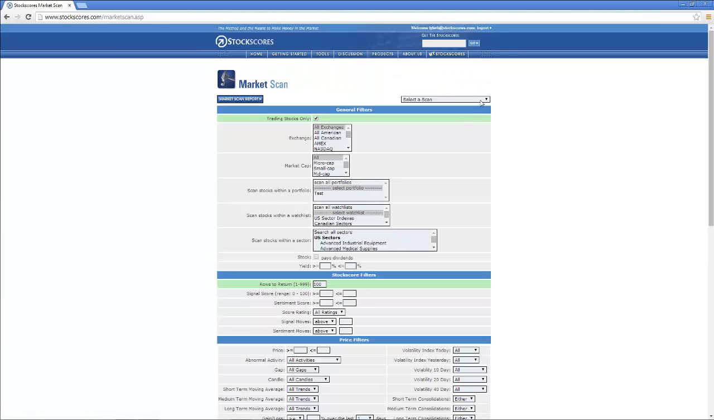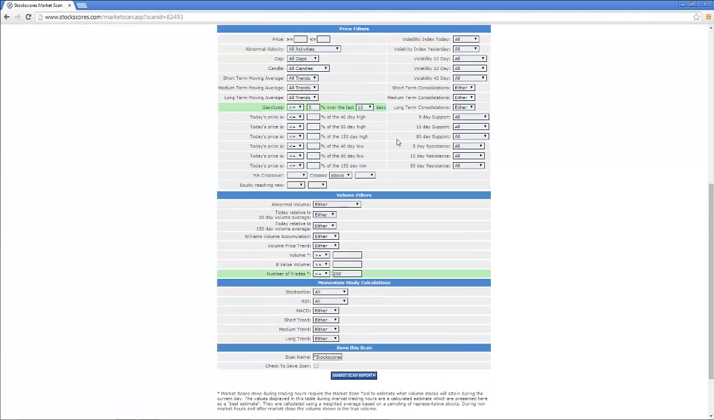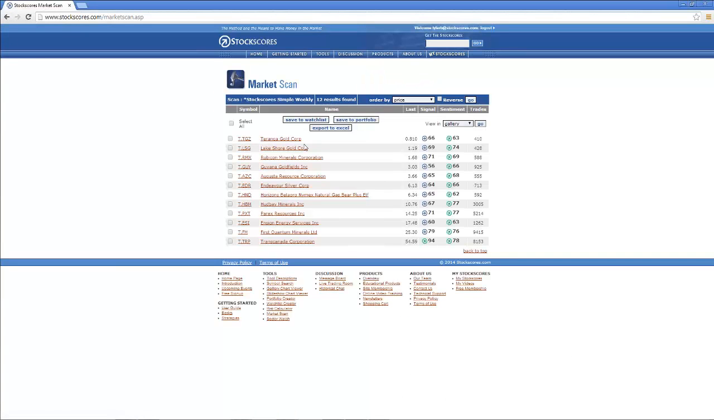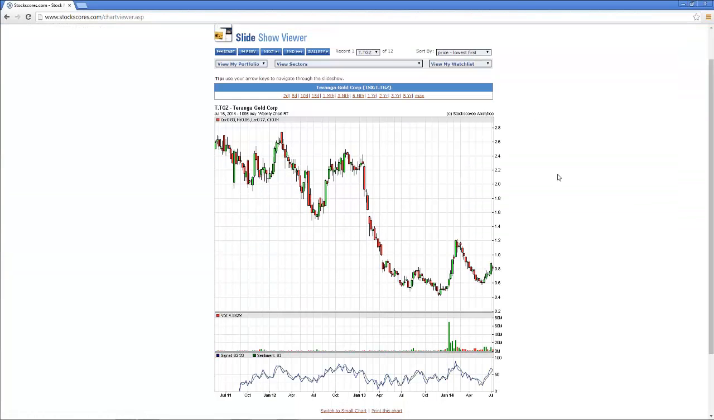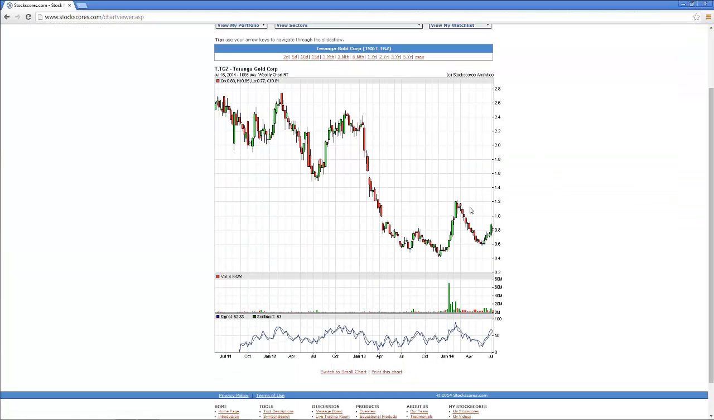All right, so let's go back. Market Scan, select Stockscores Simple Weekly. Let's run it just on the Canadian market for now and run the scan. And it found 12 candidates. Our next step is to inspect these charts to see if they have the right kind of chart pattern. So I'm going to view these stocks in a slideshow, and we're going to go through these charts looking at the pattern to see if we have a break from low volatility through resistance from optimism with good stock scores.